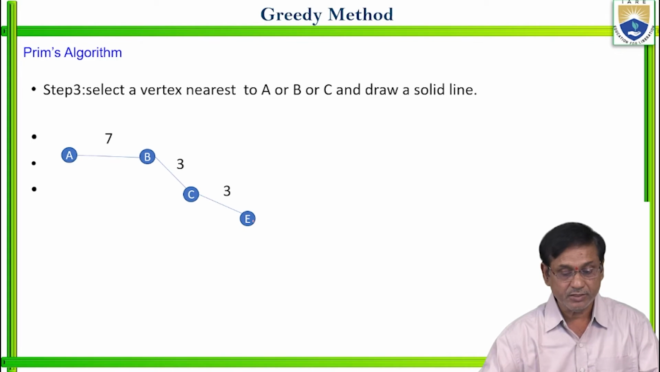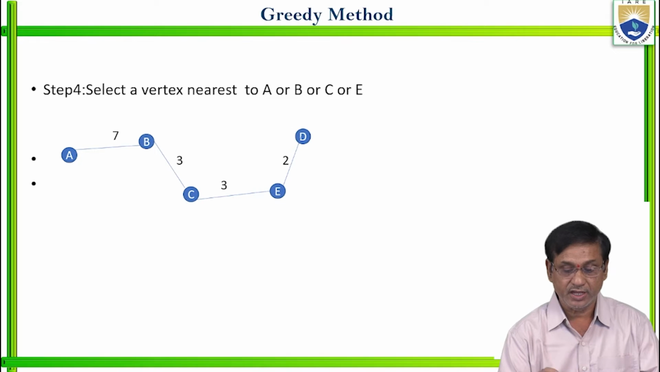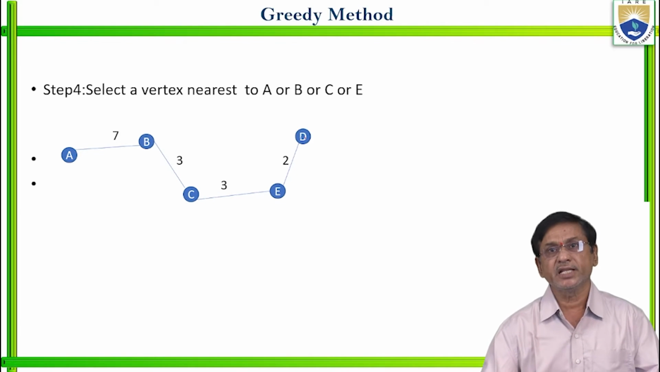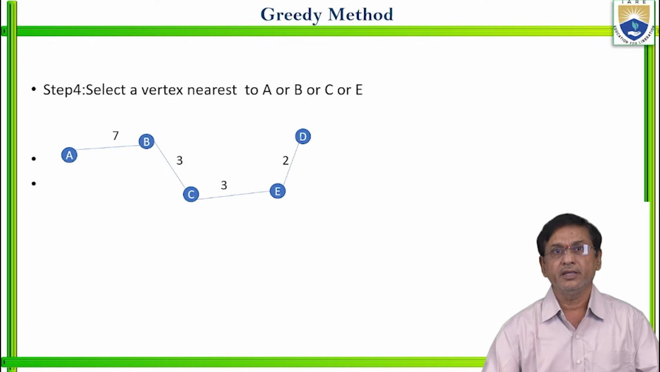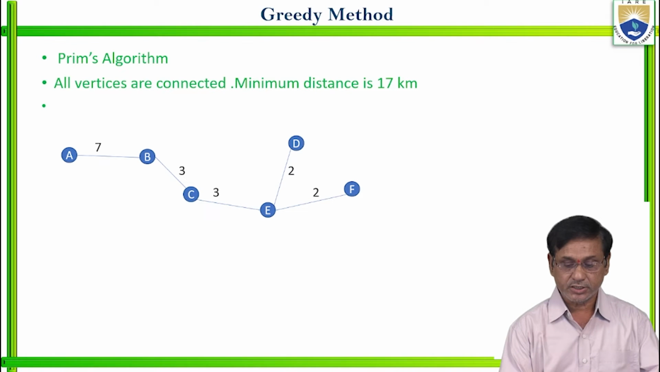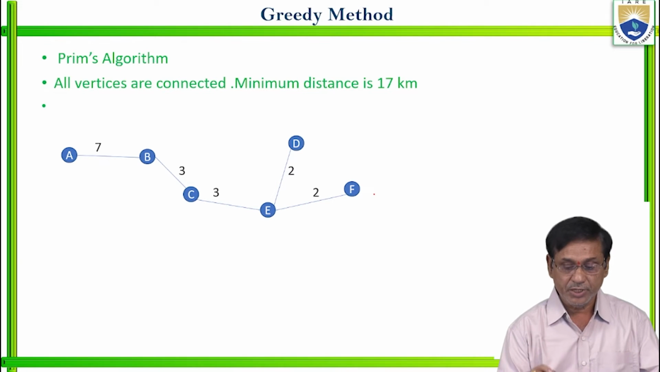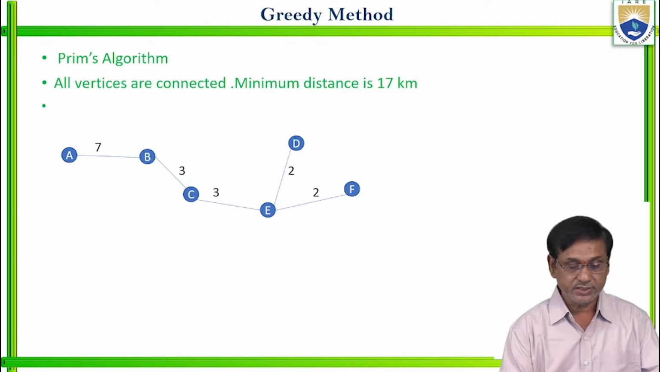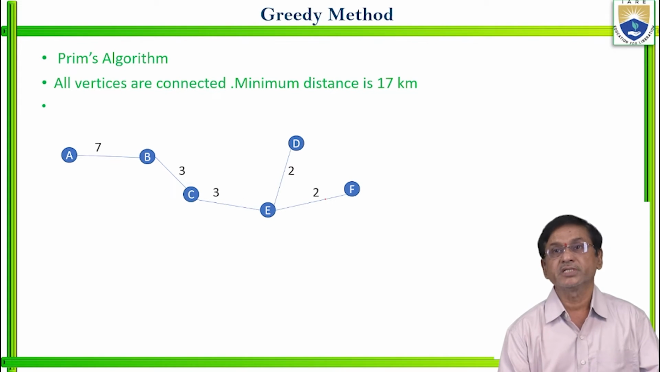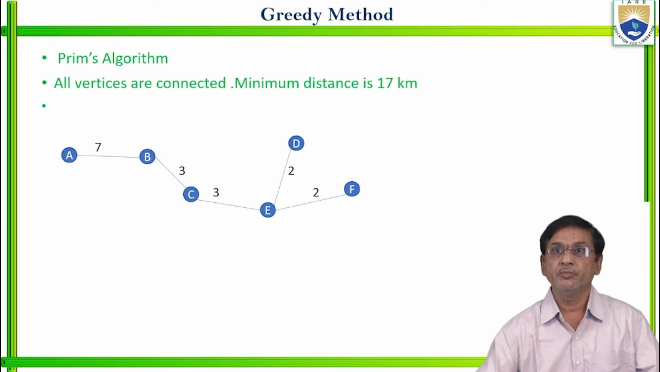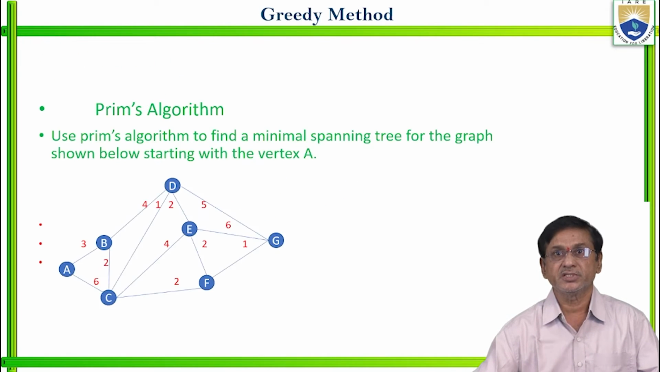Now select a vertex nearest to A, B, C or E. Now D is nearest to E, so draw a solid line between E and D. Then select a vertex nearer to A or B or C or E or D. Now the vertex F is nearer to E, so draw a solid line between E and F. Now this is the minimum spanning tree. The distance is 17: 7 plus 3 is 10, 10 plus 3 is 13, 13 plus 2 is 15, 15 plus 2 is 17. So like that we have to find out the shortest distance or minimum distance.